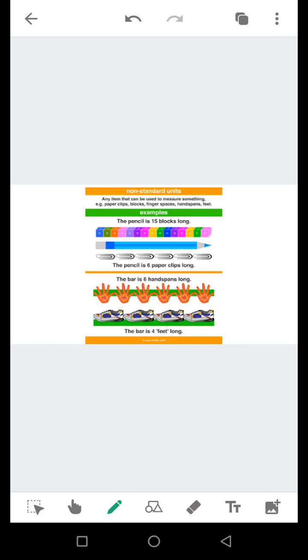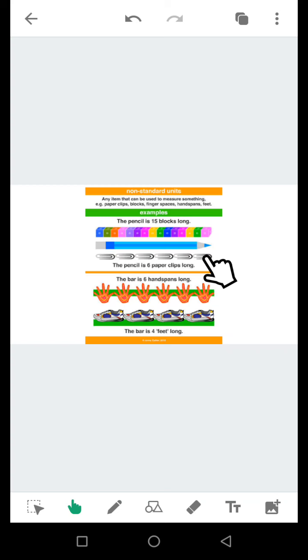Now we can see the picture. So just like we said, any item that can be used to measure something is a non-standard unit. Okay, so for example, we have the paper clips. Look at this pencil. We want to know the length of this pencil. So we place 1 paper clip. We place another paper clip. We place another paper clip. We place another paper clip until we get to the end of the pencil.